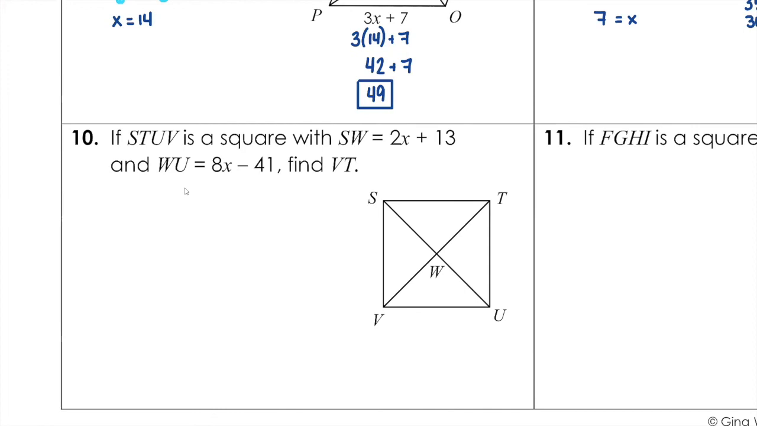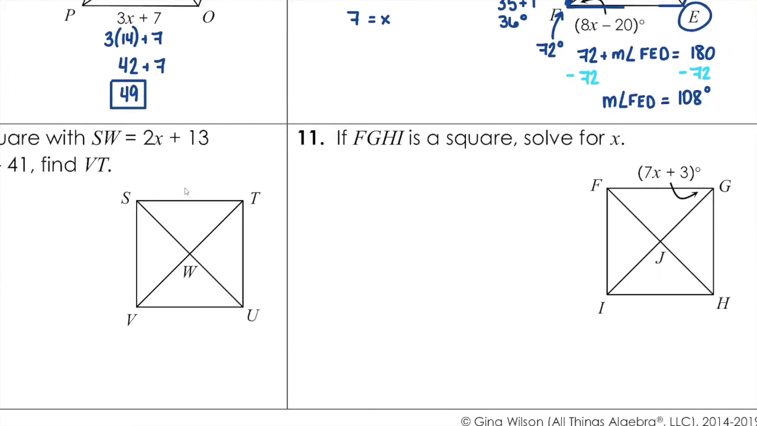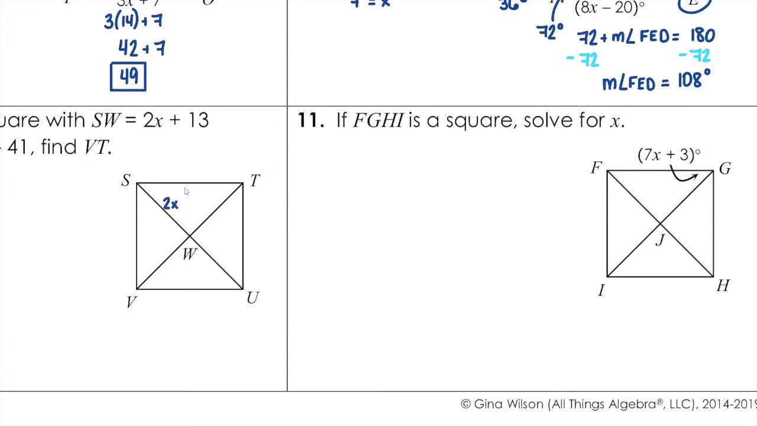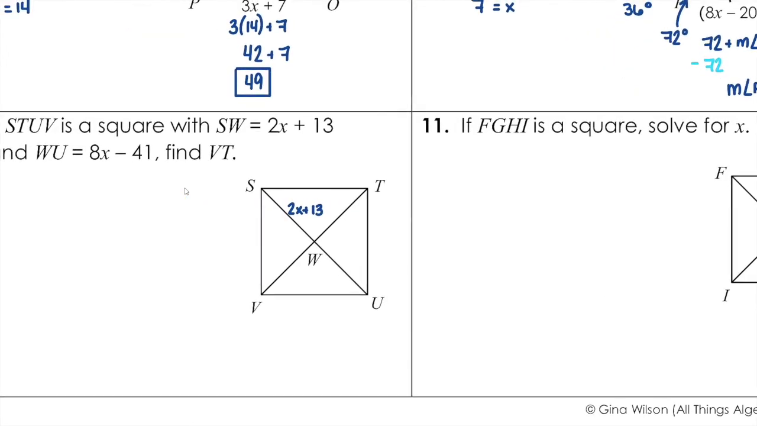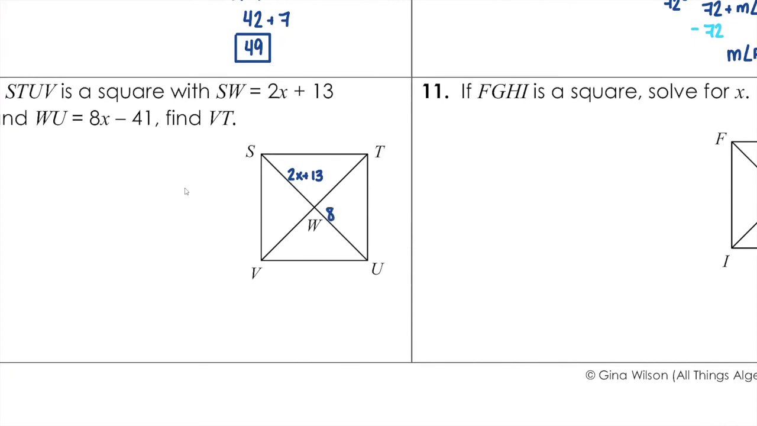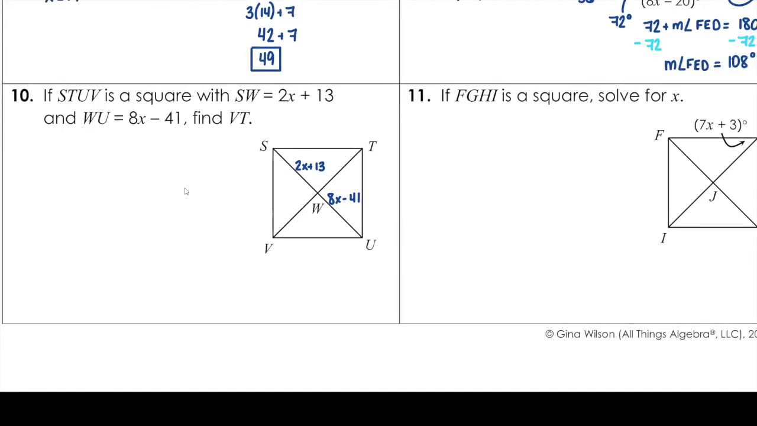STUV is a square. SW is 2x plus 13. And WU is 8x minus 41. They didn't even try to challenge us. They put them on the same line. What do we know is true about the diagonals of a parallelogram? They bisect each other, which means that those two are congruent, which means we can set them equal to one another.